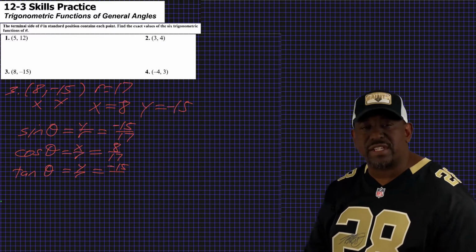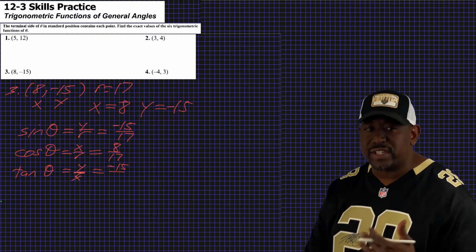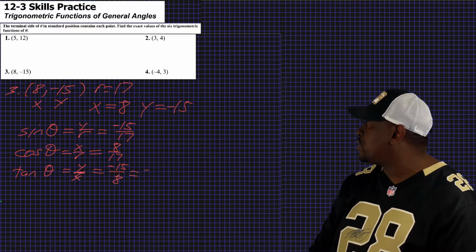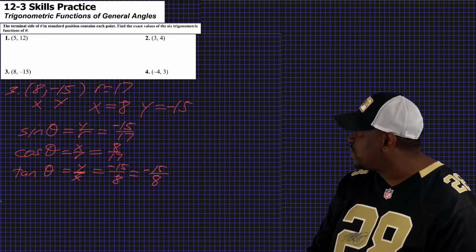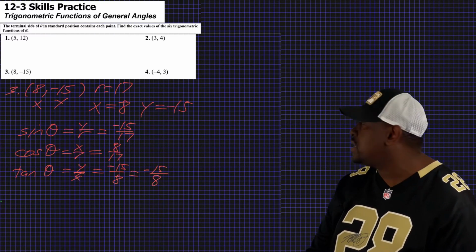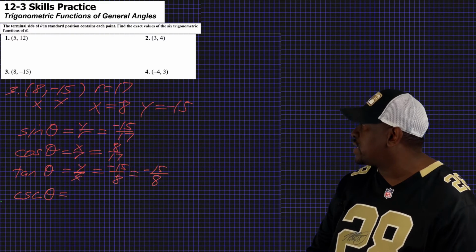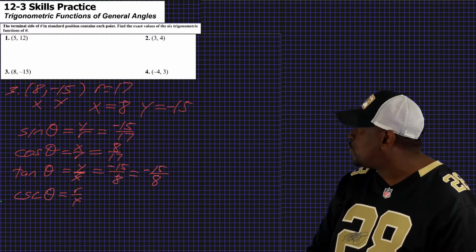Now the neat thing about the 6 trigonometric functions: if you get the first 3, you just need to take the reciprocal of those to get your other values, which we will do here. So again, since we have a negative 15 divided by positive 8, the fraction will have a sign of negative. So cosecant theta, since it's the inverse of sine theta, our value will flip over and we will get negative 17 over 15.